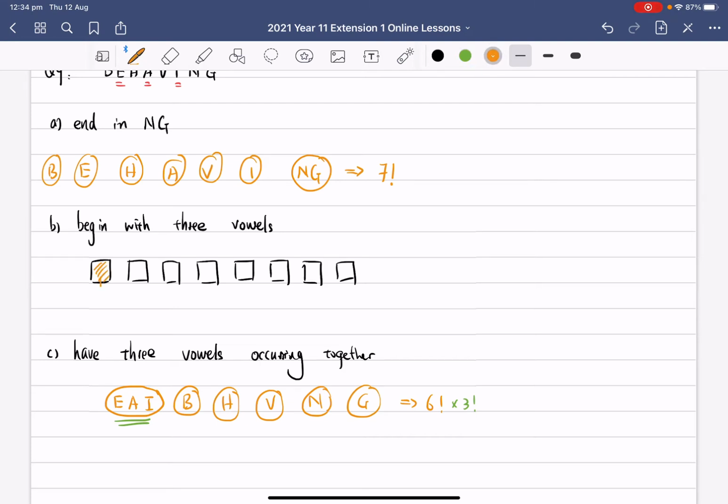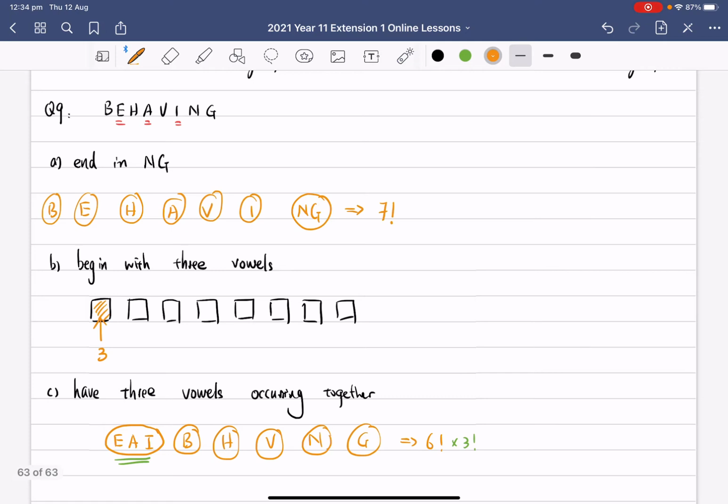Beginning with a vowel means that the beginning letter has to be either A or E or I. So we have 3 choices for the beginning letter. Once we've done that, we take one vowel away from the remaining letters, so we have 7 letters remaining. So for the second box we can have 7 different choices. It doesn't matter what letters anymore; it can be a vowel or a consonant. Then it's 6, 5, 4, 3, 2, and 1. So the answer for this question will be 3 times 7 factorial.